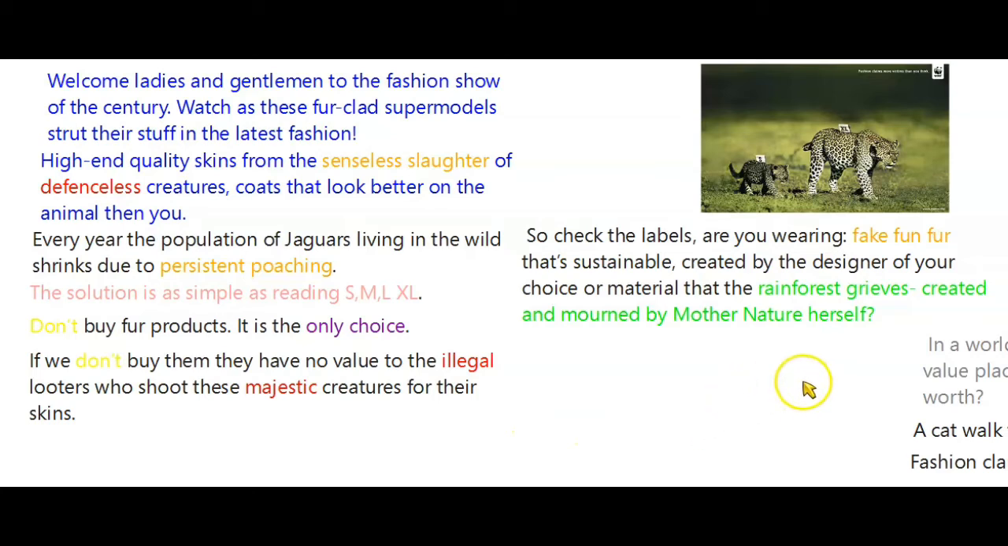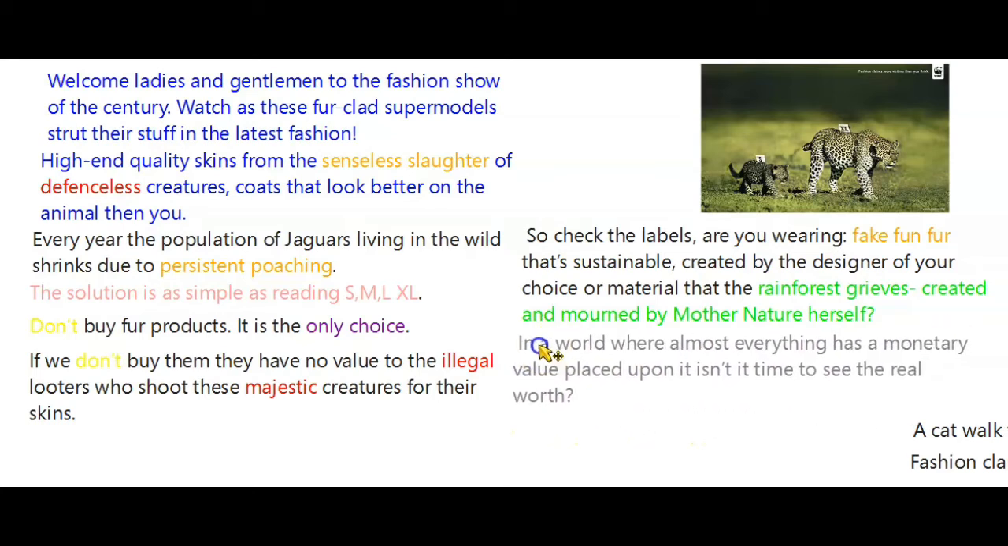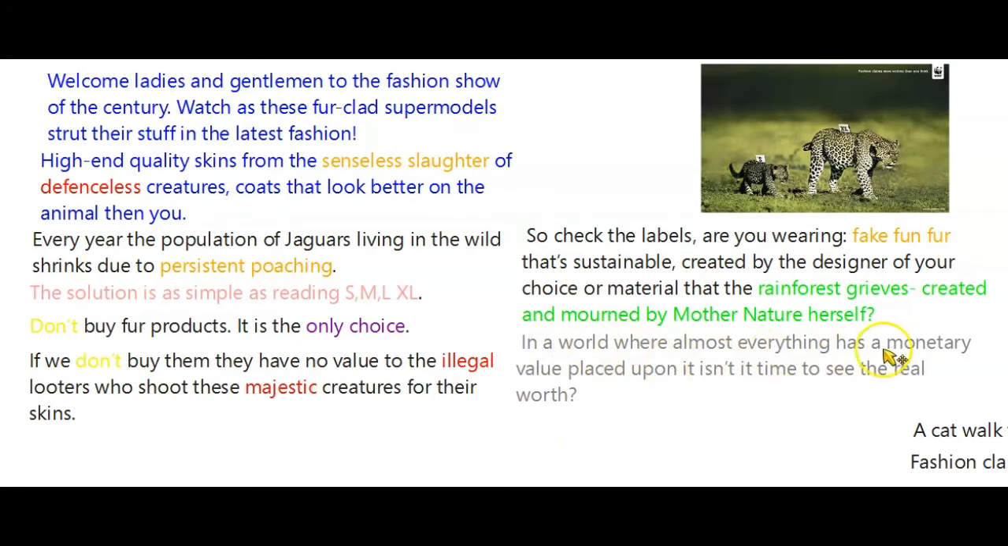And I've got another rhetorical question now. In a world where almost everything has a monetary value placed upon it, isn't it time to see the real worth? Now I can see that I need a comma in here. In a world where almost everything has a monetary value placed upon it, there needs to be a pause. This is what all writers do. You create a draft, and then as you're going back, you make sure that your punctuation makes the intention clear.